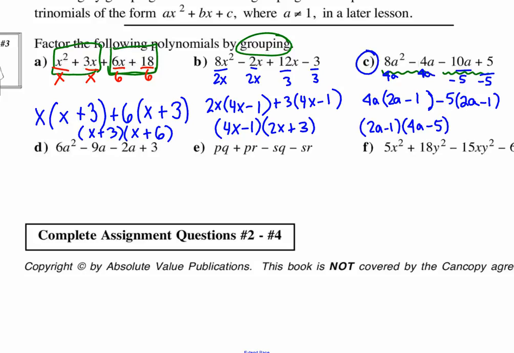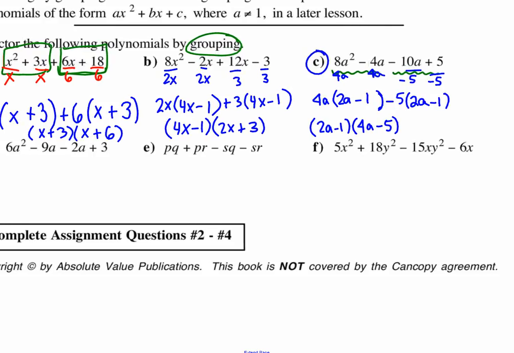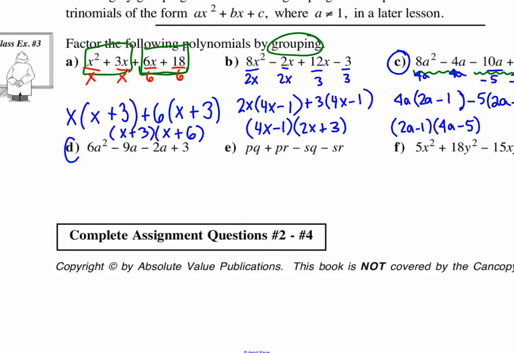Do you want me to go through another example? I think we should. Could we try on our own? Can you try D on your own? All by myself. Try D. All by yourself.